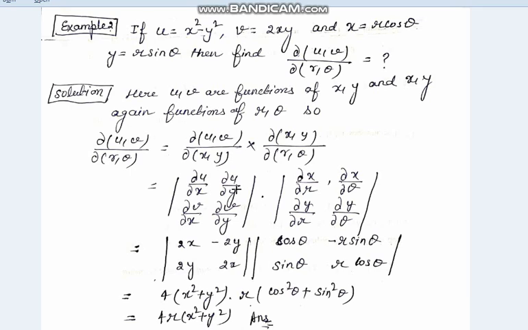Now we will solve a problem by using the previous formulas, and we will find the Jacobian of functions u and v with respect to r and theta. Here u is a function of x, y and is equal to x square minus y square. Similarly, v is also a function of x, y and its value is equal to 2xy. But x and y are again functions of r and theta, and x is equal to r cos theta and y is equal to r sin theta, and we have to find the Jacobian of uv with respect to r theta.